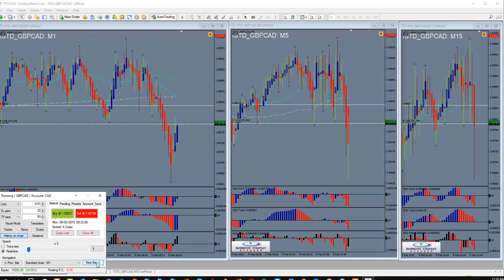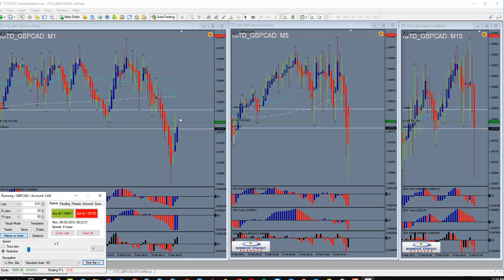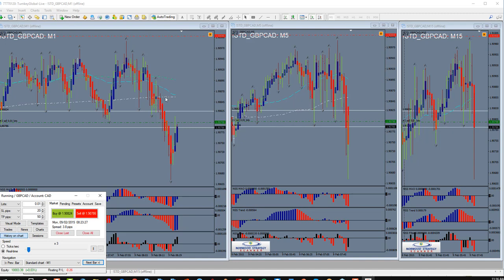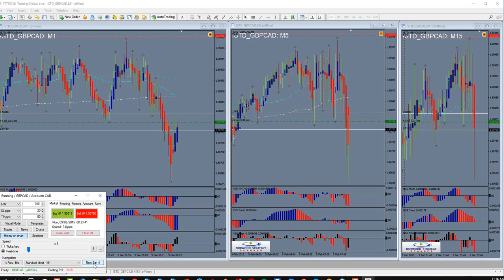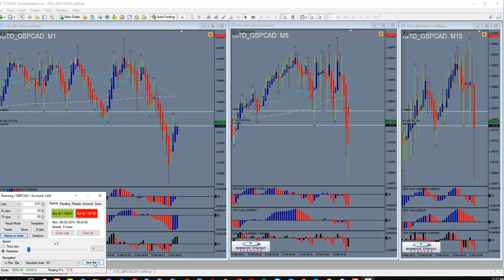Okay, I wasn't watching. Normally, I would probably have closed this because I didn't know whether it was going to go up and test that or back down. But since I am talking and not concentrating, we'll just leave it and see if I have a loss or a win.